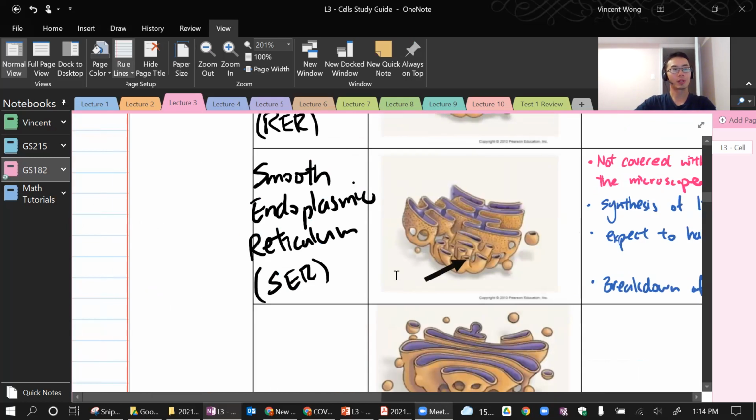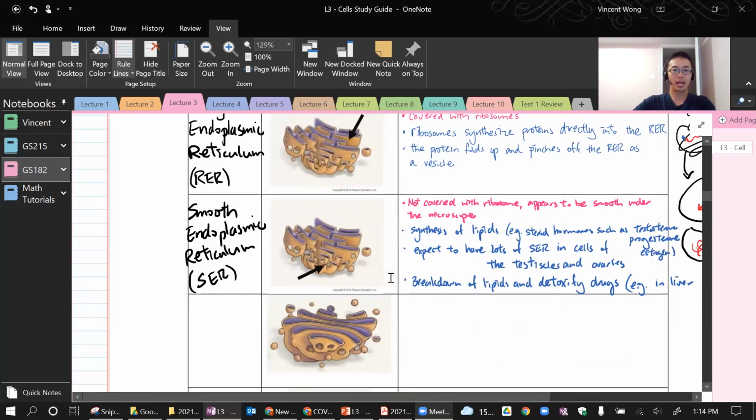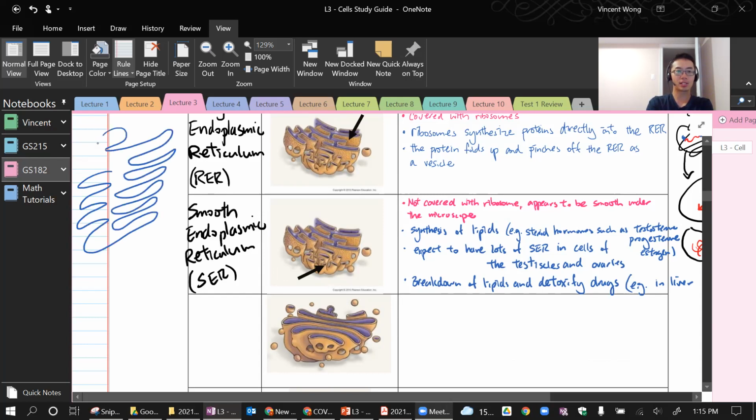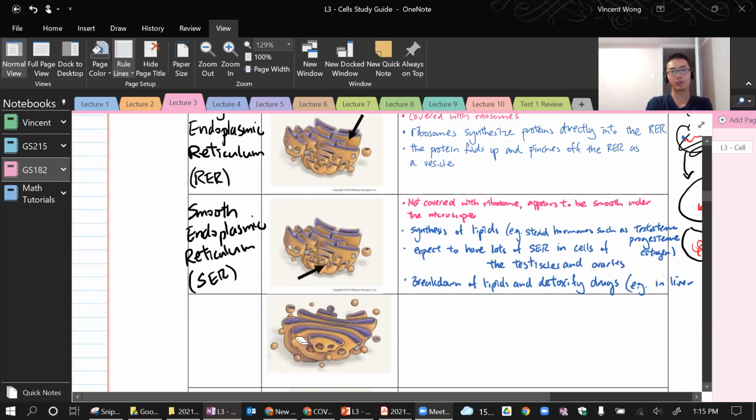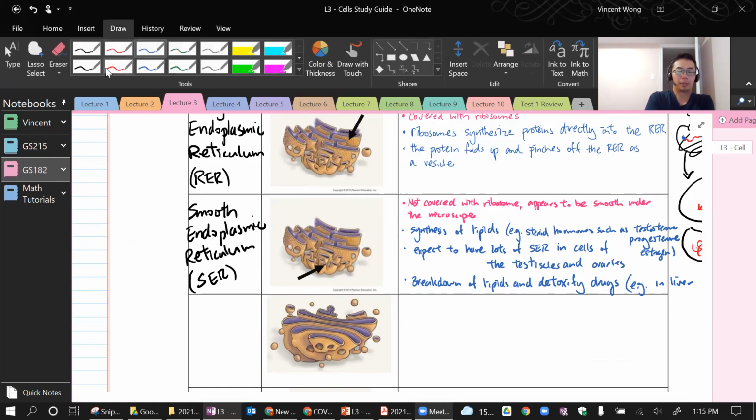Okay, moving on. Next, we have this thing. The ER, like I draw it like this, is more like continuous channels of membrane. For the Golgi body, it's more like stacks of pancakes. It's not like one big thing that's interconnected. It's more like stacks of membranes. So that's the difference. Even though they look very similar, that's just because they are all part of the endomembrane system.